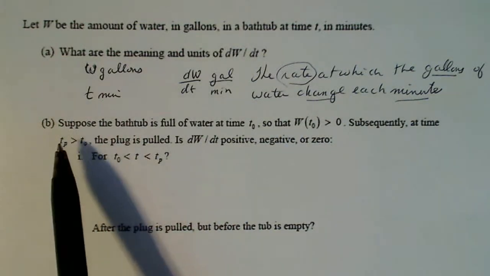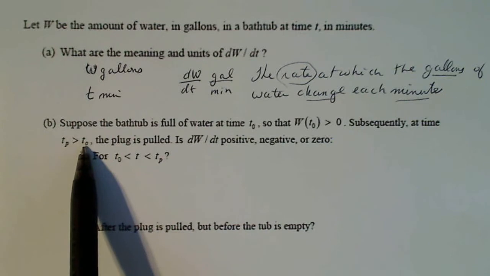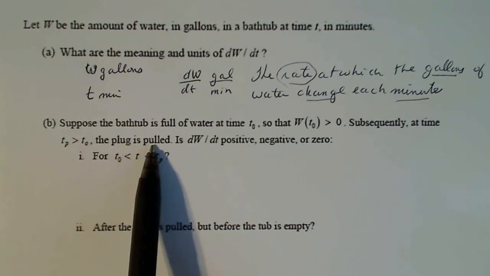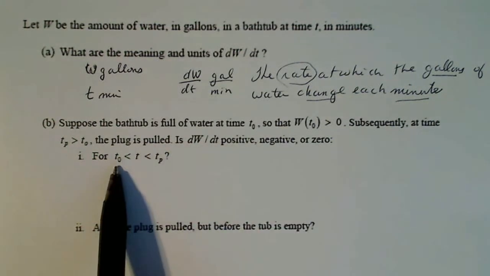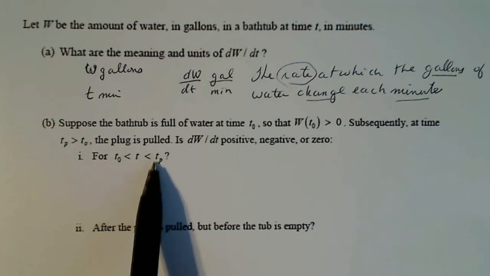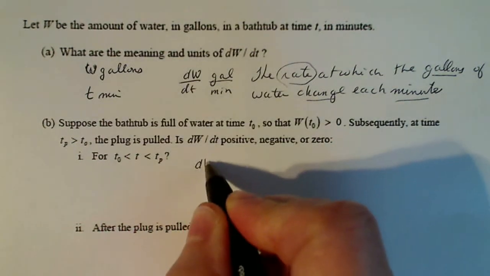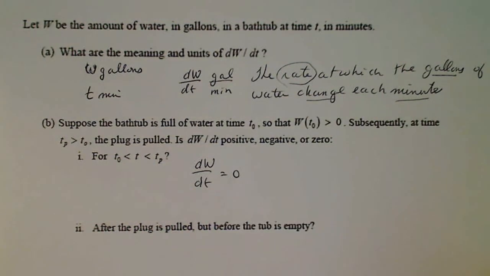Subsequently, at time t sub p greater than t sub 0. So this is a time that's later than the initial time. Doesn't matter when, it's just later. The plug is pulled. So is dW/dt positive, negative, or 0? So this is between the initial time and when the plug is pulled. The amount of water isn't changing at all. So the rate at which the gallons per minute is changing is 0 because nothing's happening.